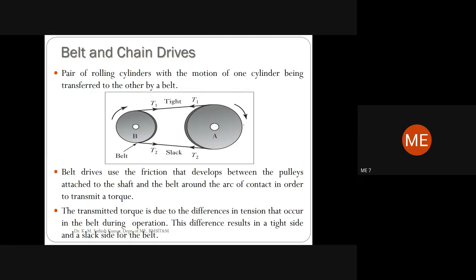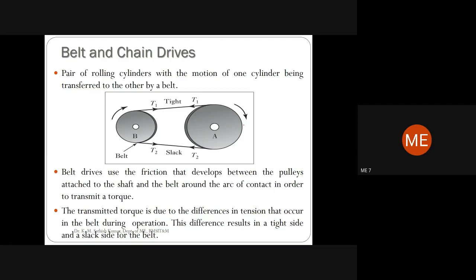The pair of rolling cylinders, with the motion of one cylinder being transferred to the other by a belt through the pulleys. Now as we know, friction is required here. In some cases we don't want friction to occur, but here it is because of the friction only that the belt is going to move across your pulley.